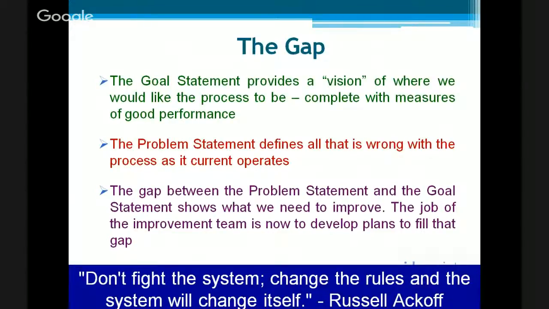The gap, of course, is the gap between the goal statement and the problem statement. So the goal statement gives us a vision of where we would like the process to be, complete with the measures of good performance. The problem statement defines all that is wrong with the process as it currently operates, and the gap between the problem statement and the goal statement shows the distance that we need to improve. It's the job of the improvement team then to identify the actions and the possible solutions that will fill that gap. And as Russell Ackoff says there, don't fight the system, change the rules, and the system will change itself.